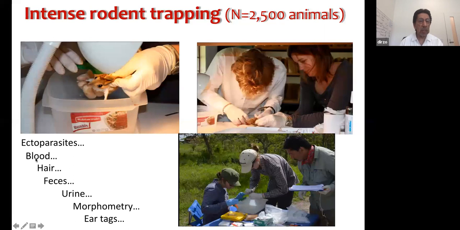We also collect blood from the animals to see if they are hosts of pathogenic organisms, microbes. We also collect hair for isotopic analysis, and we also collect feces, and we do the typical morphometric measurements on animals and so on. Here you see Hilary Young, at the time my postdoc and now a professor at the University of California, Santa Barbara, and Douglas McCauley, another colleague in the project, and of course, as always, students working with you. At the moment that I put together this slide, the number of rodents, or small animals, that we had trapped was 2,500.